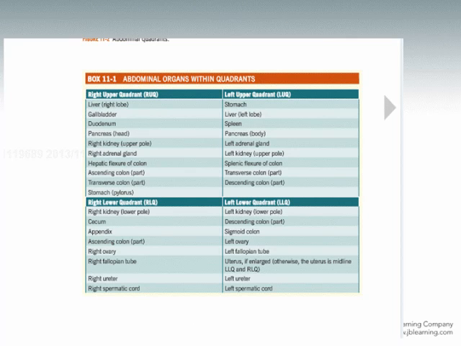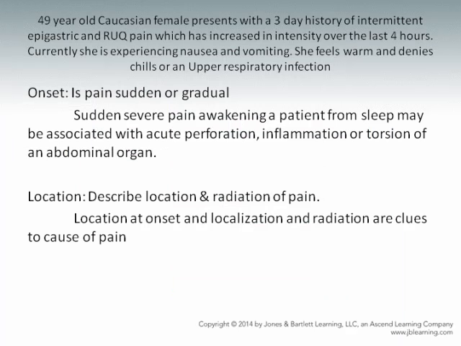So if we go back to this, in the right upper quadrant region, I had already mentioned what was in there. You have part of your liver, your gallbladder, your duodenum, your pancreas, part of the right kidney, right adrenal gland, hepatic flexure, part of your colon, and your stomach. So those are things that you're going to think about. If that's in my right upper quadrant and the epigastric area, what do I need to really check for?